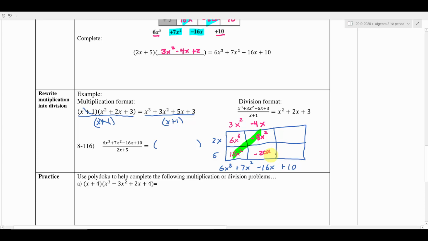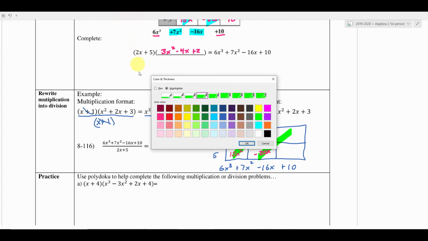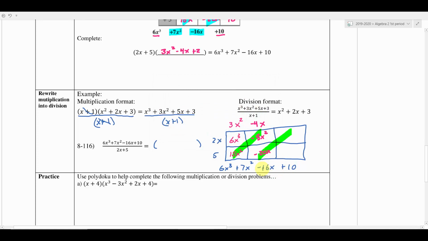There we go. And then I take a look at my next diagonal. So I'm going to highlight this diagonal. All right, this is where my x's go. Grab my pen again. And I know that I need negative 16x. I have a negative 20x, so I will need a positive 4x to go here. That way when I do 4x plus negative 20x, I get my negative 16x.